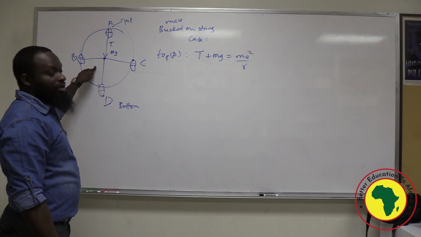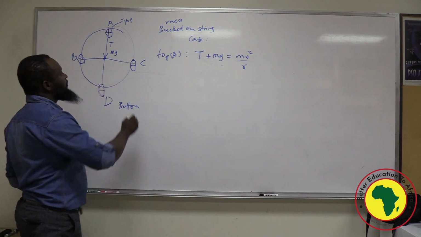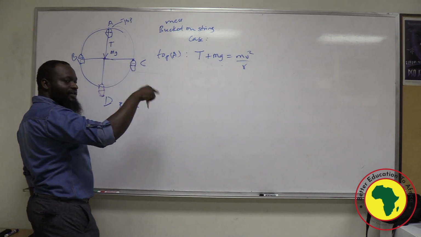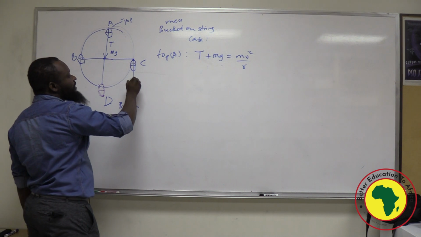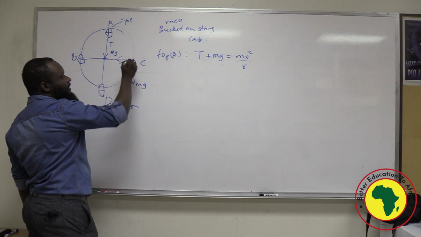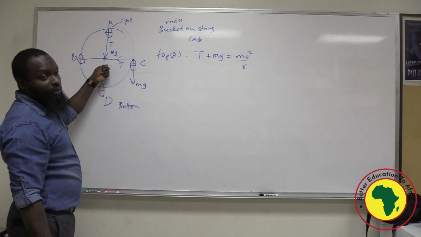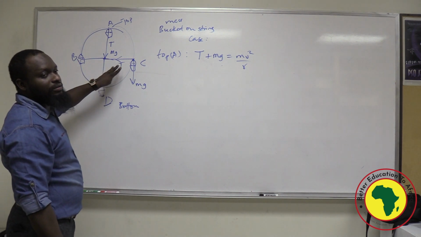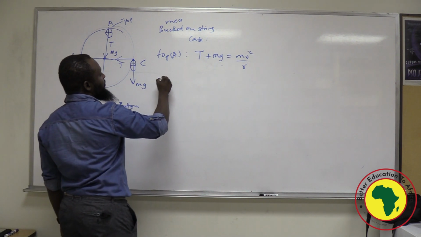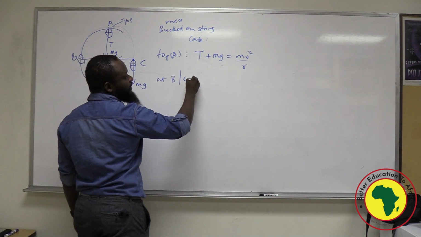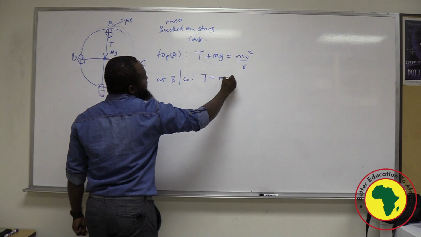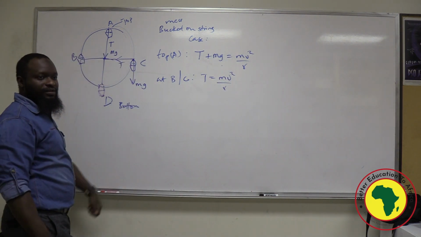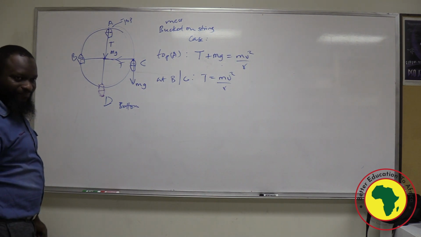Then here, again, if it's moving fast enough, so it's perfectly a vertical circle, the weight is going down like this. The tension is going like this. So they are different. The weight is a vertical force. The tension is a horizontal force. They have no connection at all. So at B, which is the same as C, the tension is just the centripetal force because the weight does nothing. The weight is vertical, the tension is horizontal, so they don't interfere.